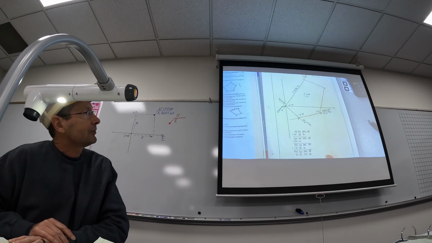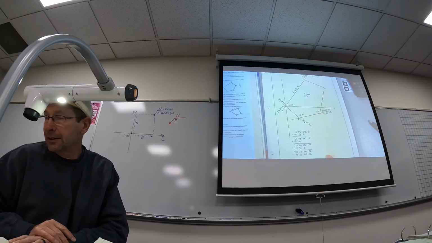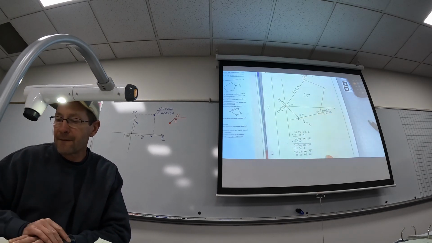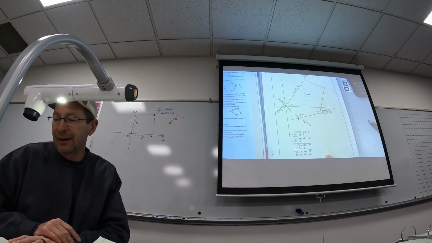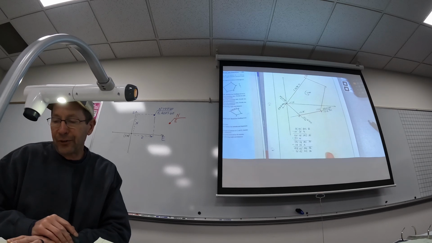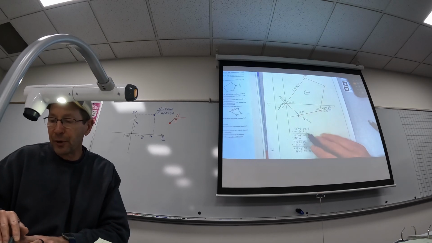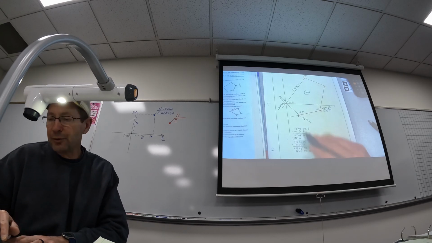So I'll let that digest a little bit. Did everybody see how I got that? How did we find the interior angle? That was given. Okay. So in our simplified process, we're just using the formula. The back azimuth plus the angle gives us the new forward azimuth.